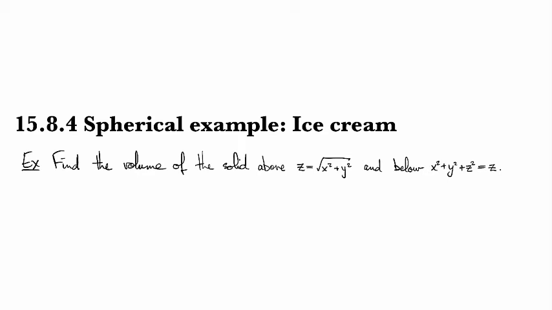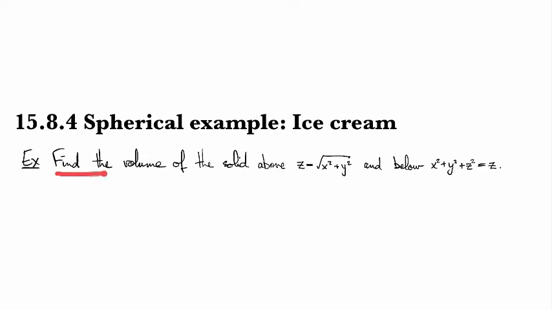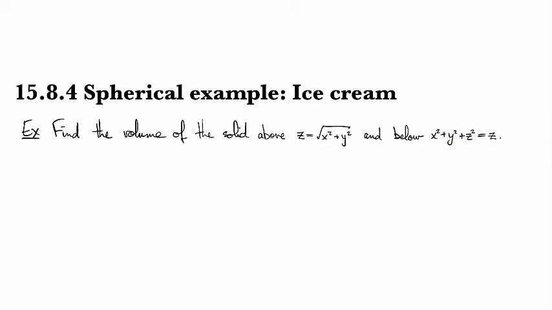Right, let's look at another example of setting up a triple integral. So this time we're going to try and find the volume of the solid that's above the surface z equals square root of x squared plus y squared, and below the surface x squared plus y squared plus z squared equals z. Okay, so as usual, the first thing to do is get to be friendly with your surface.